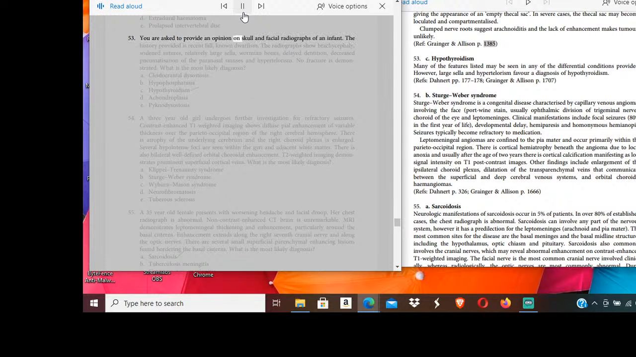53. You are asked to provide an opinion on skull and facial radiographs of an infant. The history provided is recent fall, known dwarfism. The radiographs show brachycephaly, widened sutures, relatively large sella, Wormian bones, delayed dentition, decreased pneumatization of the paranasal sinuses, and hypertelorism. No fracture is demonstrated. What is the most likely diagnosis?